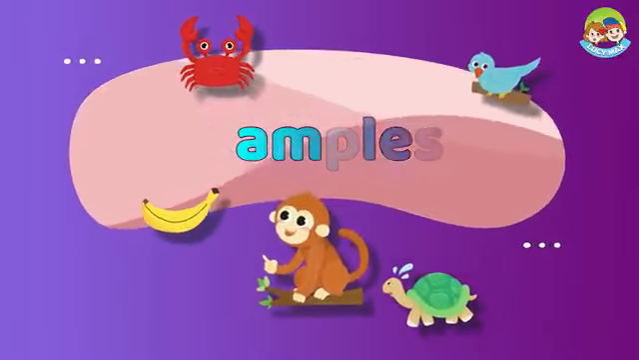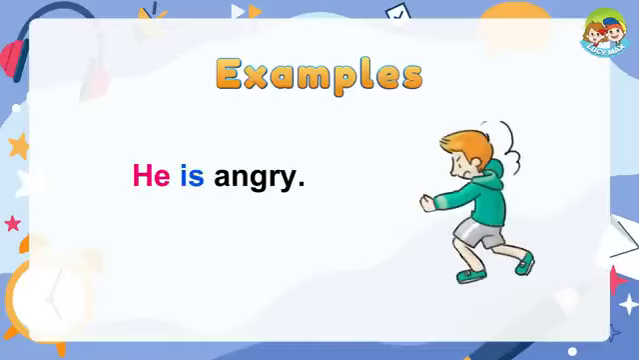Examples. Let's look at some examples. He is angry. The subject is he. We change it with the be verb is. The new question is, is he angry?